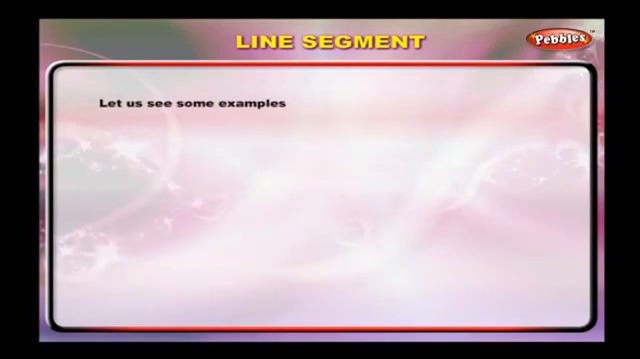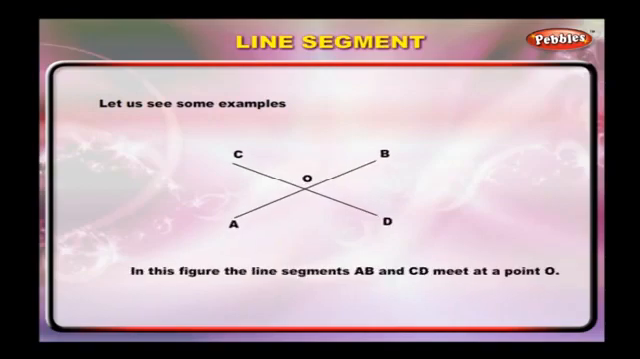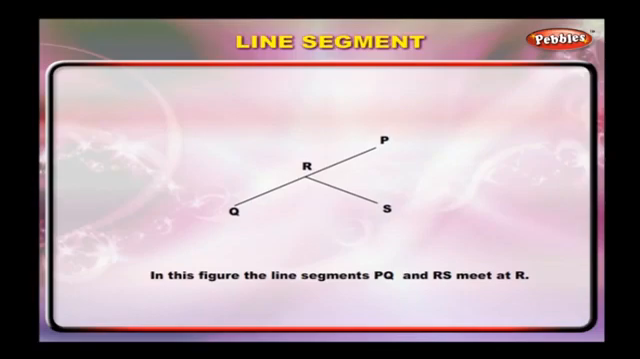Let us see some examples. In this figure, the line segments AB and CD meet at a point O. In this figure, the line segments PQ and RS meet at R.